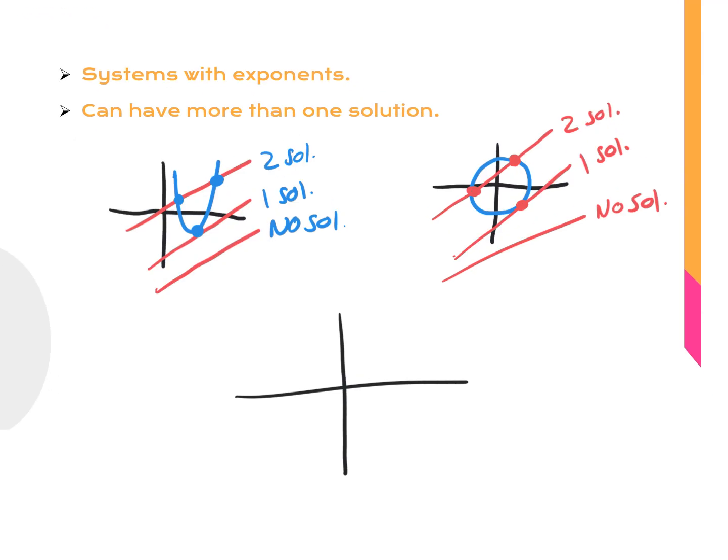Maybe you have a parabola with a circle, all right? And then you have 4 solutions. I'm sure you can imagine that would require quite a bit of work to get all 4 solutions, right? But it's possible, right?